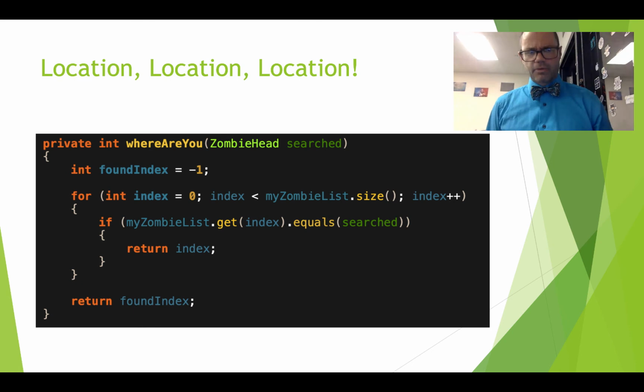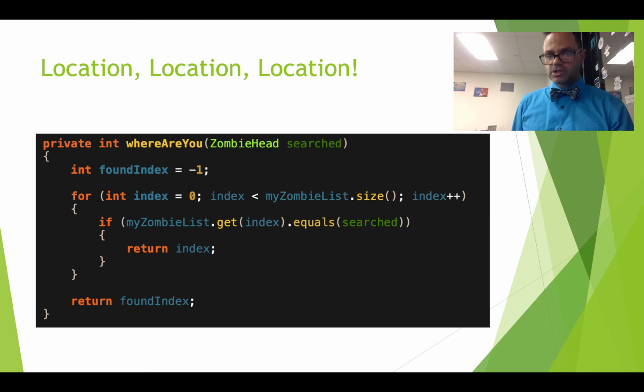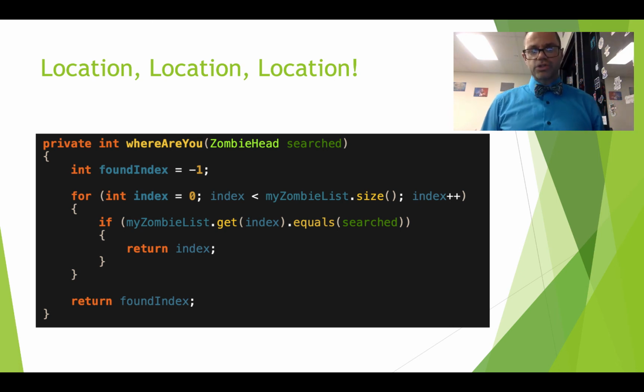So here we have the example using location, location, location. It's that really important thing. Private int whereAreYou, ZombieHead search. We start off our index value at -1 because we want to assume that it's not inside a range that's possible for the list, because it goes from 0 up to size minus 1. Then, starting index off at 0, index is less than myList.size, index plus plus. If myZombieList.get(index), so I'm going to take the zombie head out of my list, equals that searched item, then I'll go ahead and return that index. Otherwise, the -1 value has been found, and I can just return that right there.